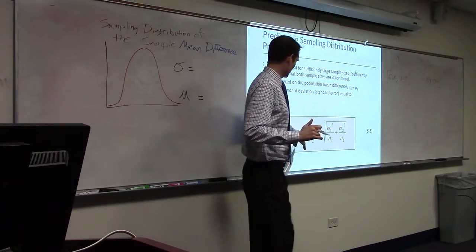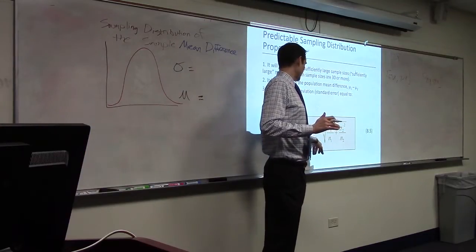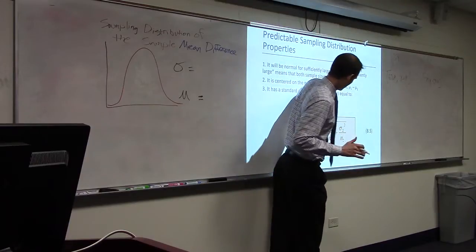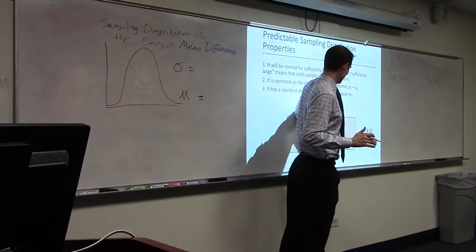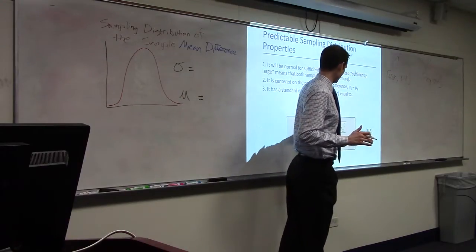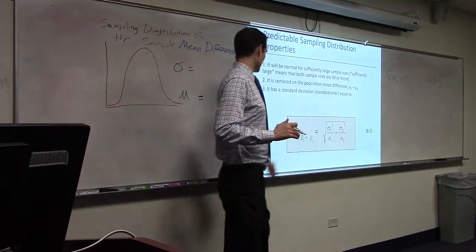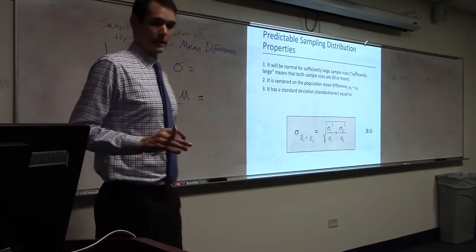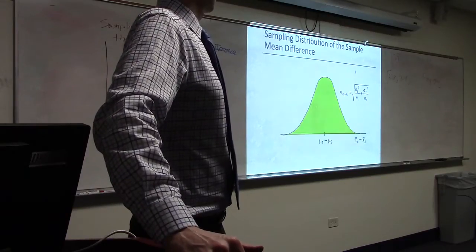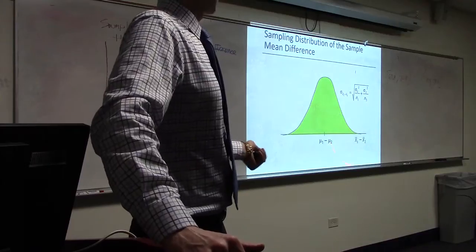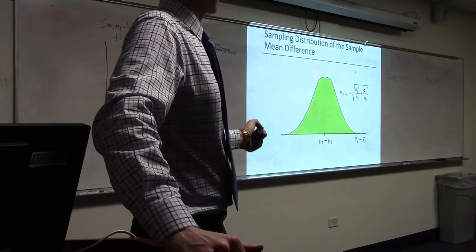This term means the standard deviation of the sampling distribution of the sample mean difference. We're going to factor in the population standard deviation of town 1, square it, the population standard deviation of town 2, square it, divide both of those by the respective sample size, and square root the whole thing. That's going to give us the standard deviation of the sampling distribution of the sample mean difference. And there we have it.